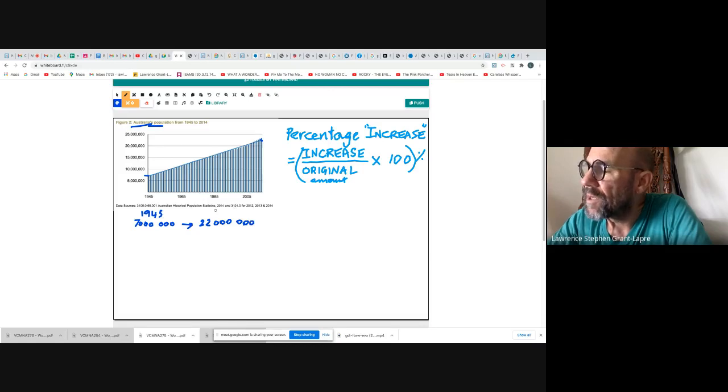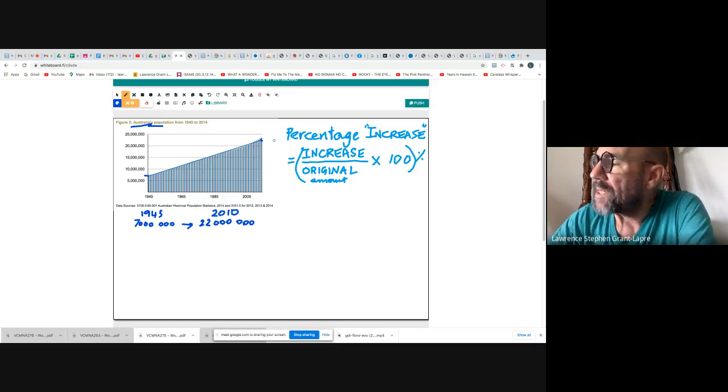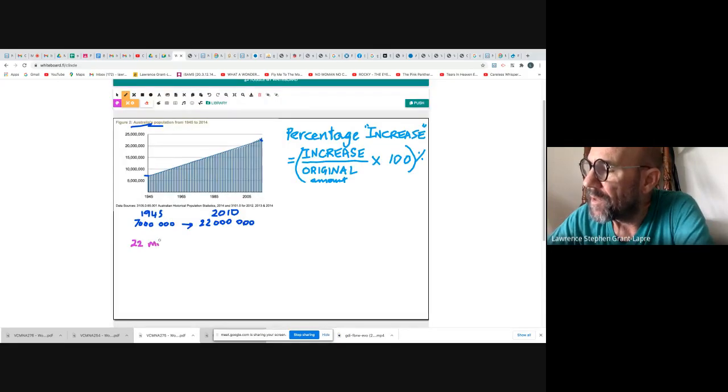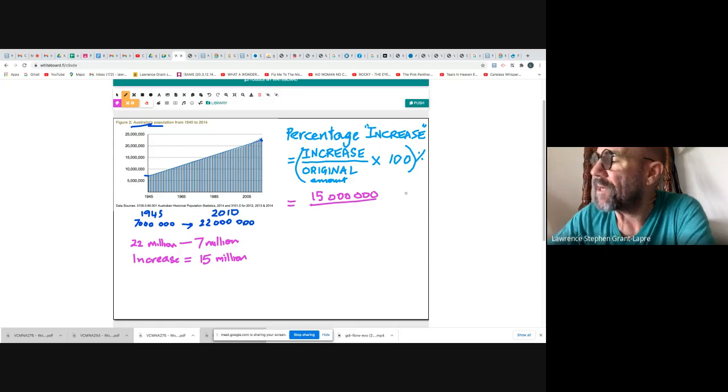In 2014. Well, let's just go to 2010, because chances are it's a bit less. Well, what is the increase from 7 million to 22 million? What is the increase? Well, if you were to get 22 million and subtract 7 million, you will get the increase is equal to 15 million. So that means the increase is 15 million. So our increase is the top number in the fraction. It increased by 15 million.